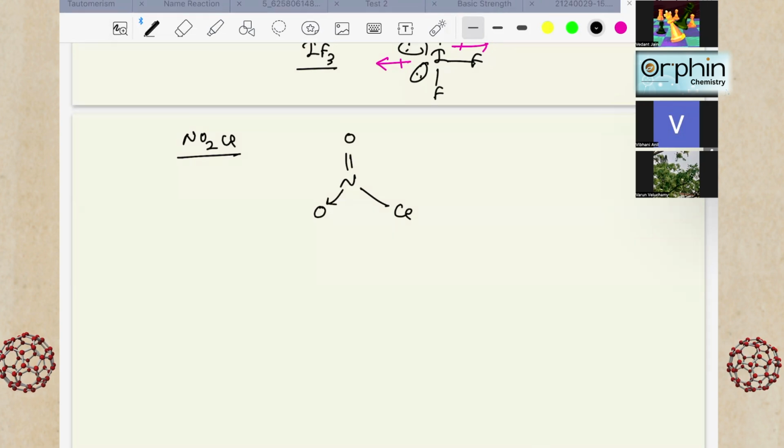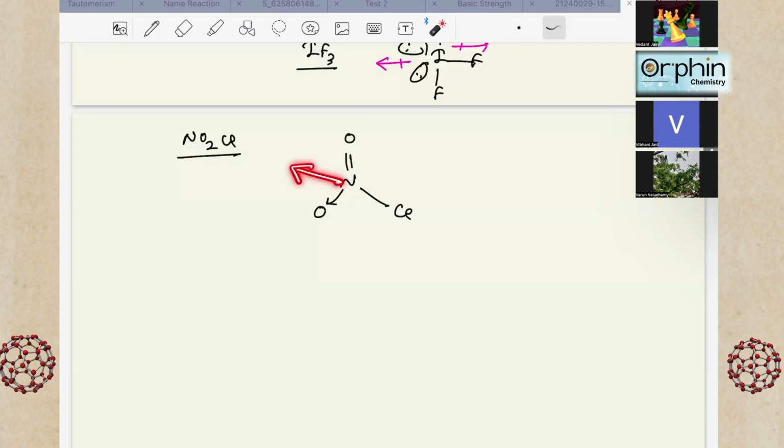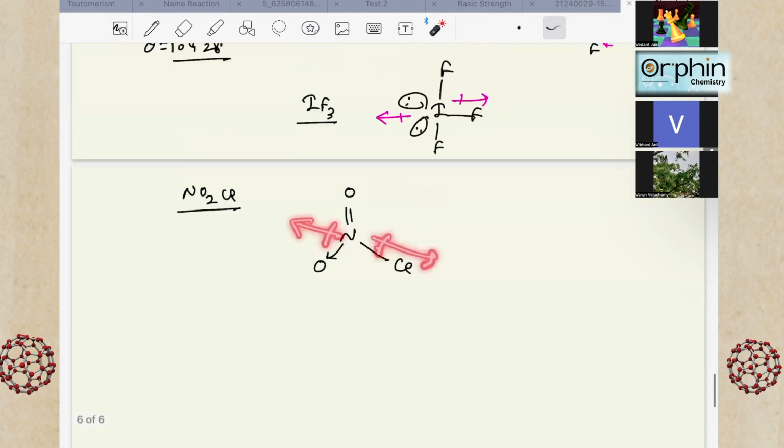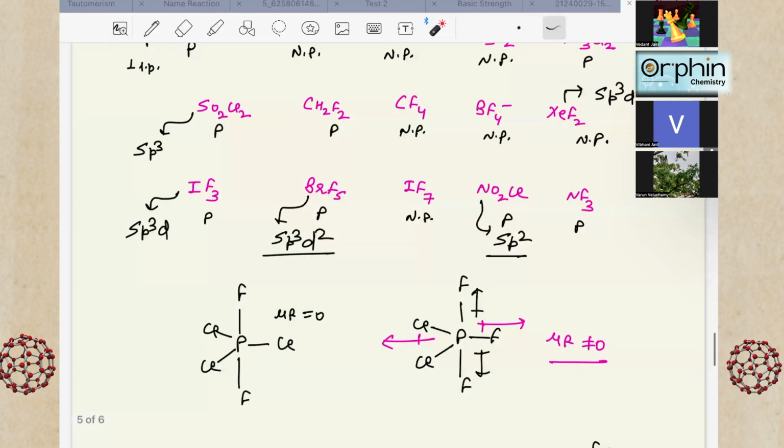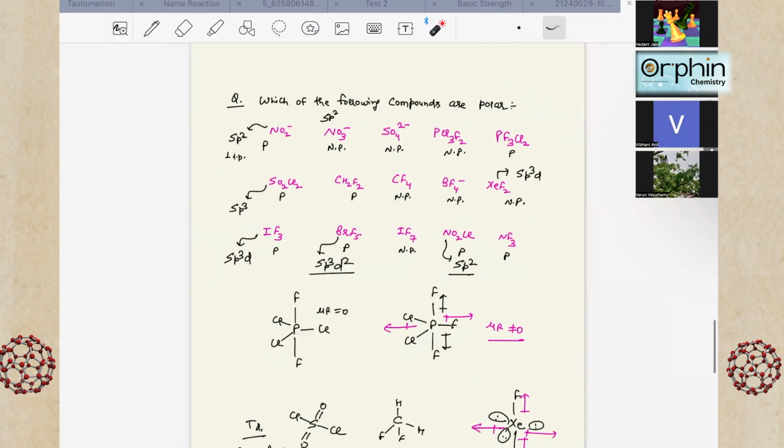So here also we can see that dipoles are not opposite, or we can say not equal. Like this dipole moment will be coming this one, and this will be this one, but they are not opposite, right? So it will not get cancelled. So it is again polar. NF3, case of 1 lone pair, just like NH3, so it will be polar, right?